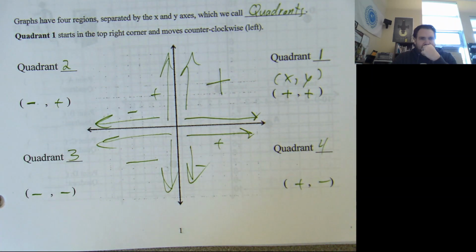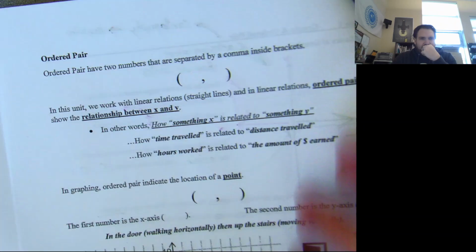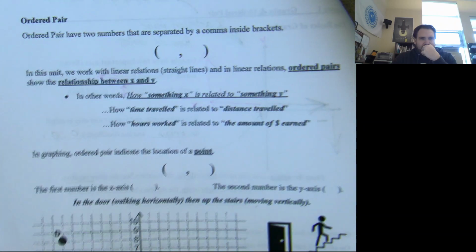When you're ready, flip the page. And those are quadrants 1, 2, 3, 4. Flip the page. I don't have an abundance of time. I have 6 minutes, and I'm going to use them all.